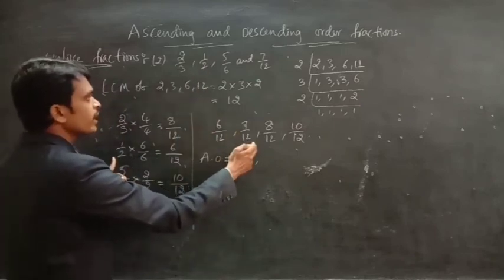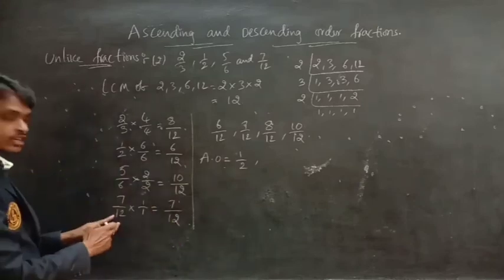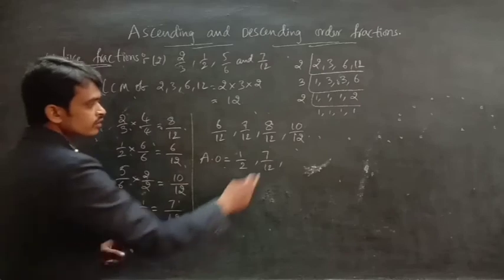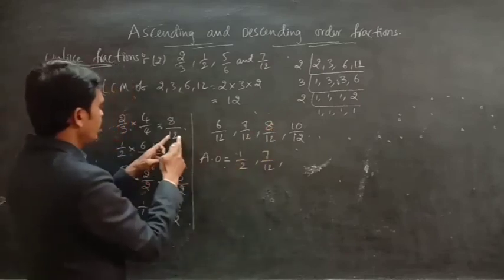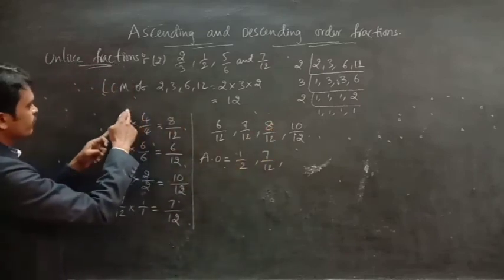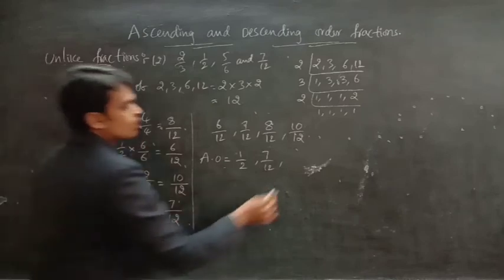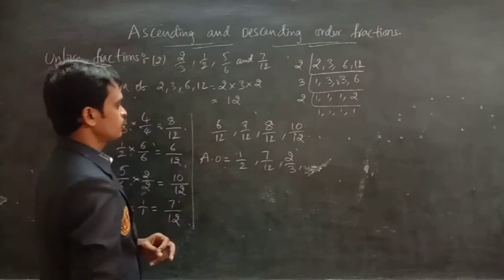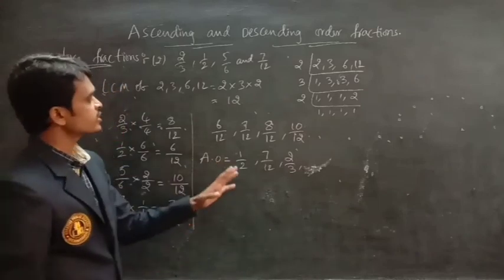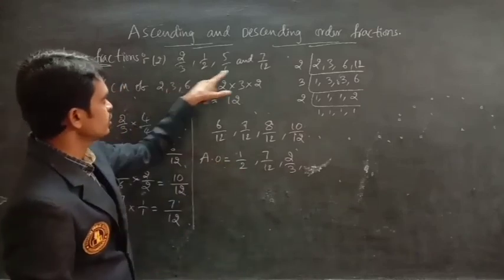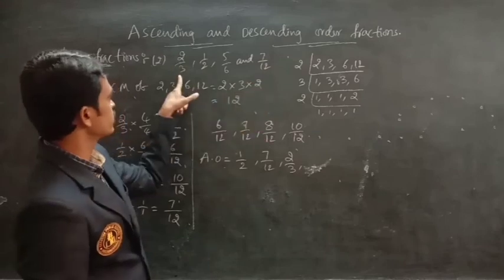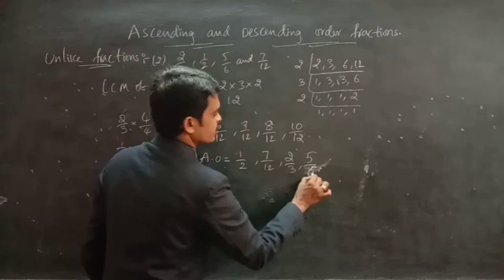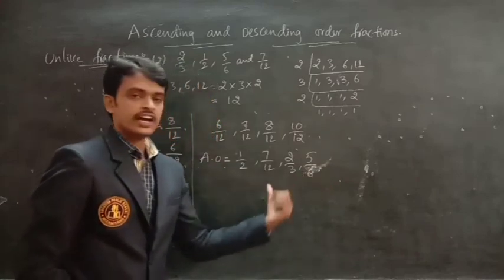So next is 7 by 12, which is actually 7 by 12. Next, 8 by 12, whose actual fraction is 2 by 3. Next, 10 by 12. In this, which fraction is left? 1 by 2 is finished, 7 by 12 is finished, 2 by 3 is also finished. Which fraction is left? 5 by 6. So this is the ascending order.